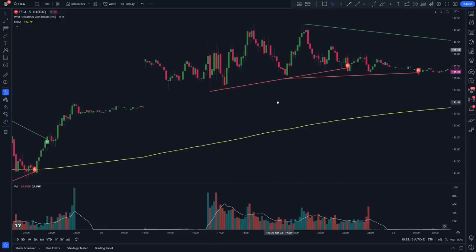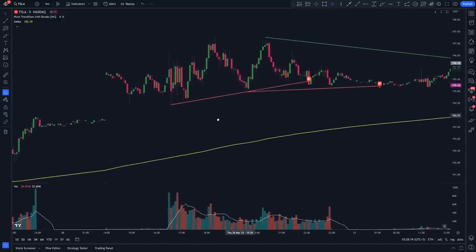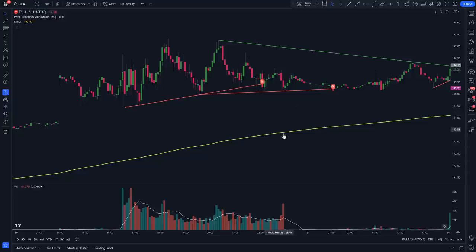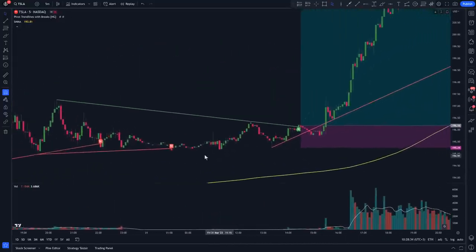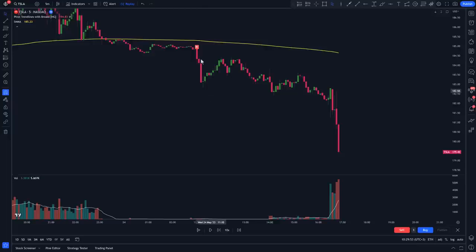The smooth moving average is a trend confirmation indicator. When the price is constantly trading above it, that signals a bullish trend and we will be looking to take only long trades. Conversely, when the price is constantly trading below it, that indicates a bearish trend and so we will be looking to take only short trades.